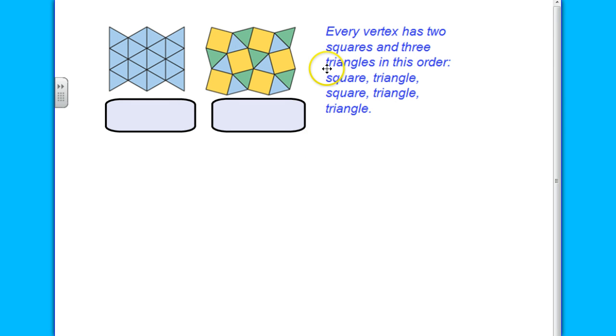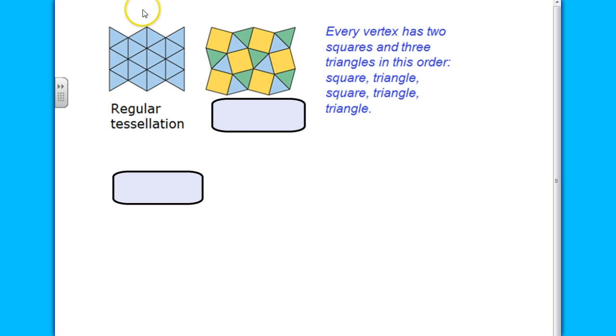Every vertex has 2 squares and 3 triangles in this particular tessellation. Do we see that? Square, triangle, square, triangle, triangle. Triangle, triangle. There we go.